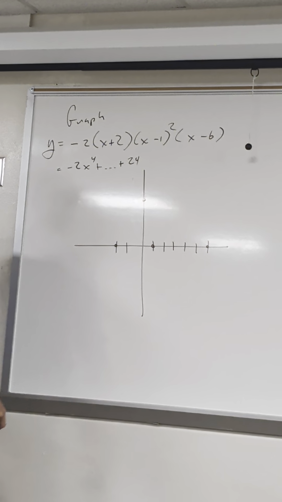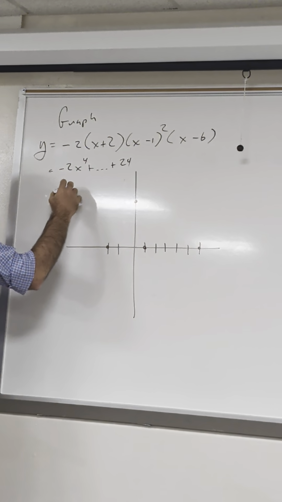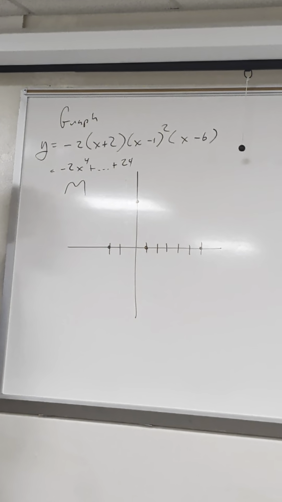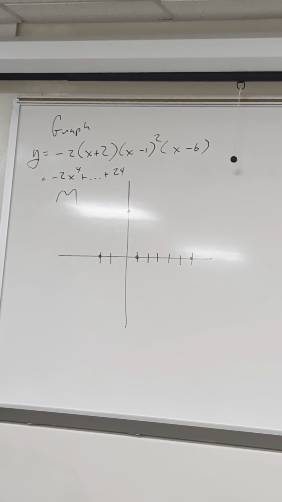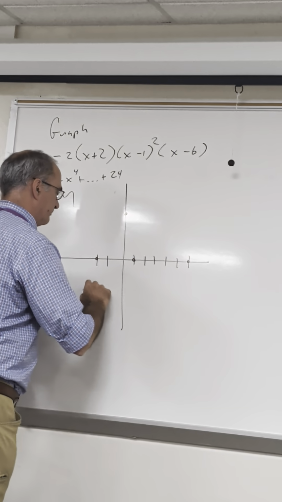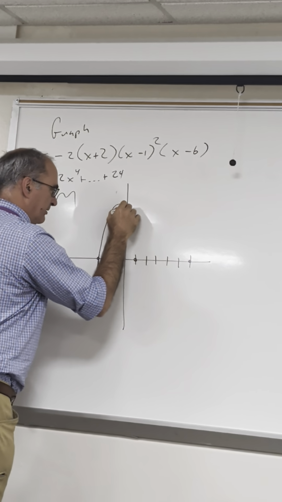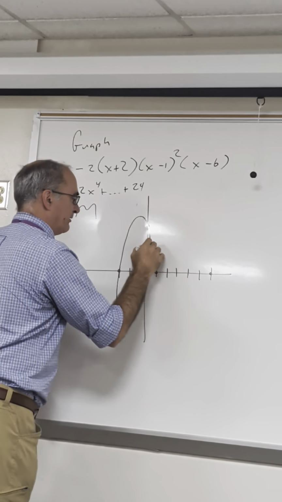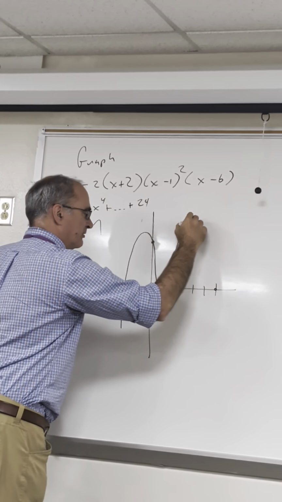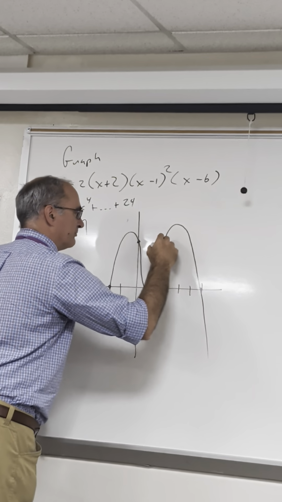Next, negative, so it ends low, even, so it starts low. I'm kind of expecting that this one is going to be M-shaped. I'm gonna start low. I'm gonna pass through there, turn around, hit my y-intercept, come down to 1. 1 is where the bounce occurs. I'm gonna go back up, come down, and pass through.